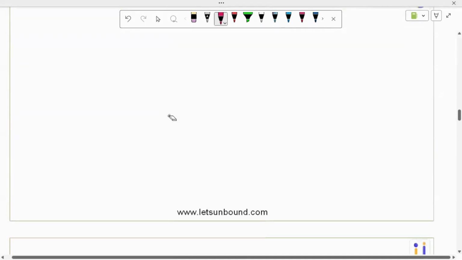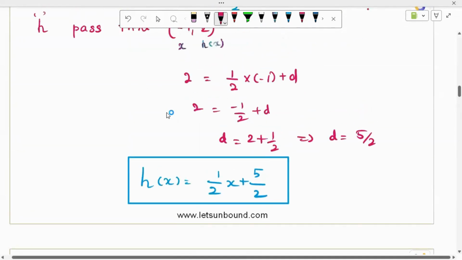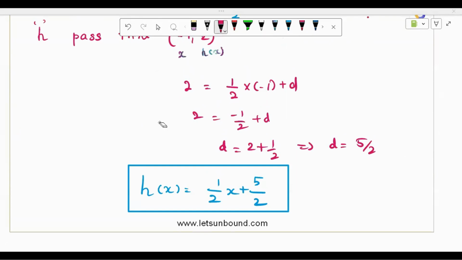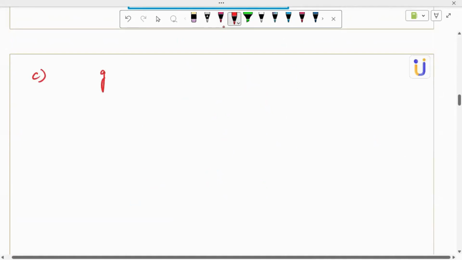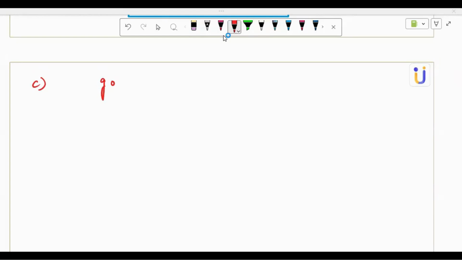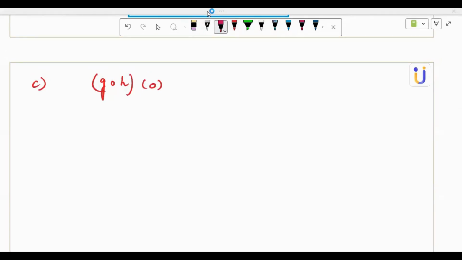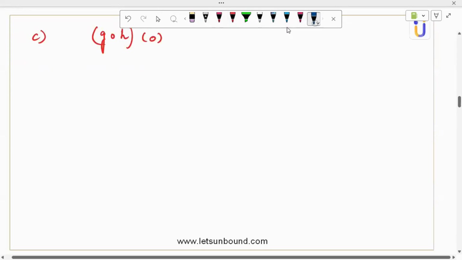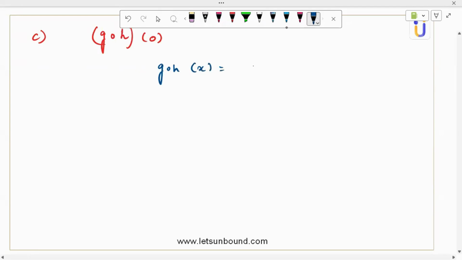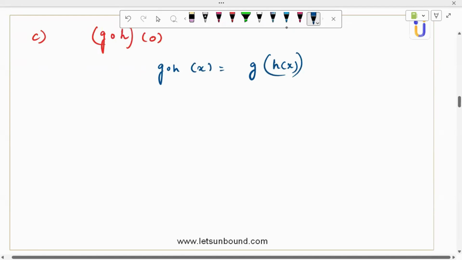Okay, so that is the next part in which we need to find part c: g composition h of 0. Okay, so basic composition function things we are going to apply. How does the composition function work? Let's do a quick recap here. So g composition h of x is, first h will act on x, so h of x, then we will apply g. So g composition h of 0 means first h of 0, and now h of 0 will be an input for g.